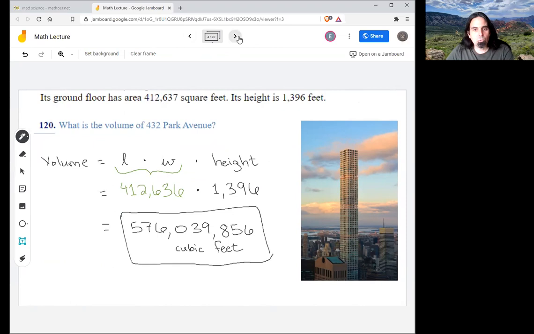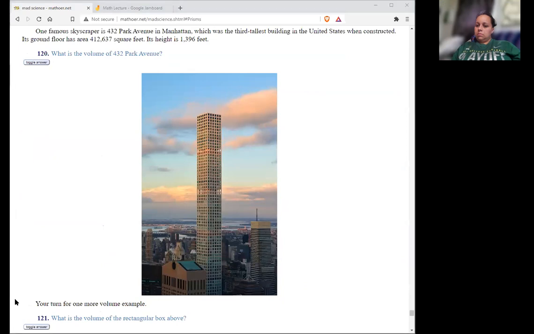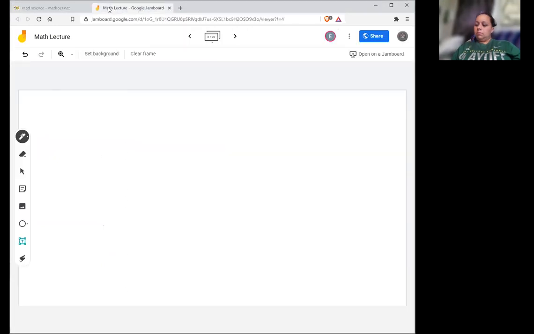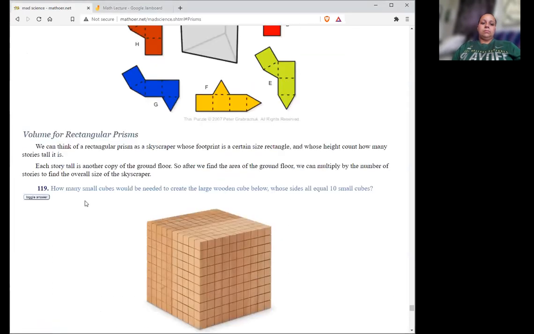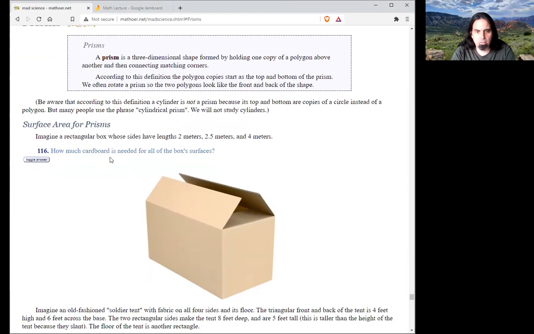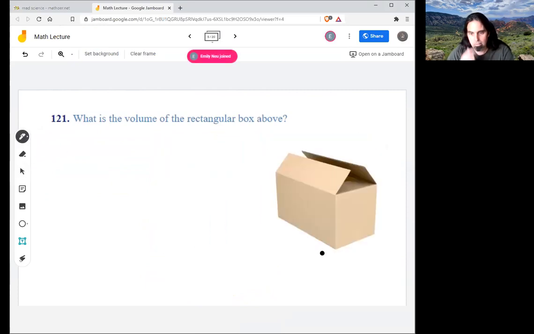Okay, let's do one more. We have a box up above. There's our box. And it was 2, 2.5, and 4, all of them in meters. So 2 meters, 2.5 meters high, and 4 meters deep. So what's the volume of that box?